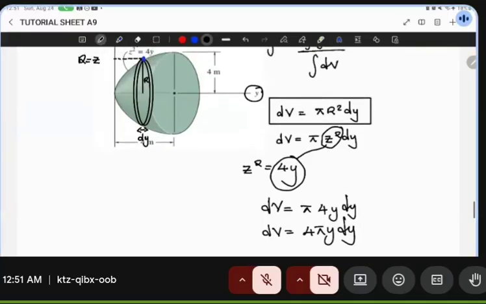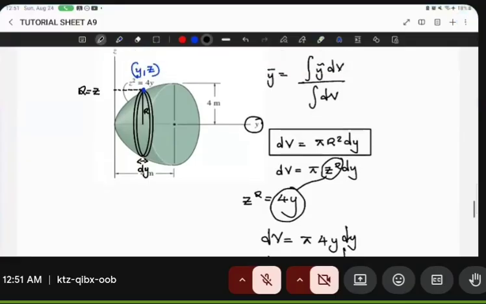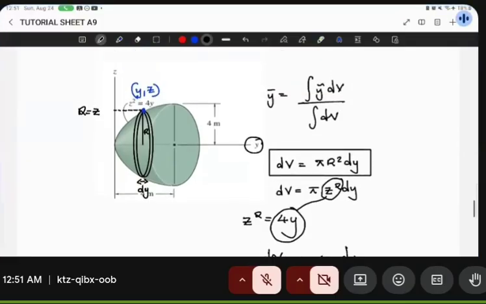Since now we have z, we now have dV. The next thing that we need is y bar. So how are we going to get y bar for this section? Not y bar, y tilde. Y tilde is the y coordinate of the centroid for this shape. So for the disk we have selected, its centroid lies right at its midpoint. So this disk, its centroid will be somewhere exactly on the middle.